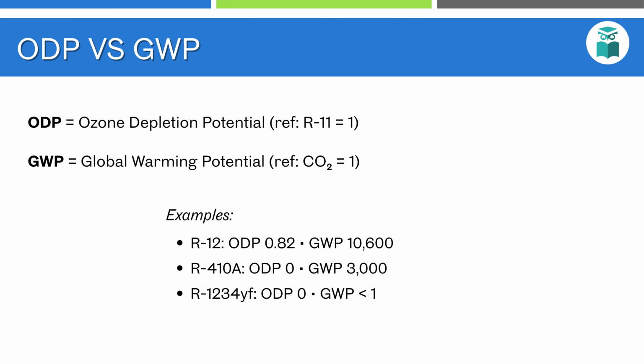Here are some examples. R12, a CFC, has an ODP of 0.82 and a GWP of 10,600. R410A, an HFC, has zero ODP but a GWP of about 3,000. R-1234YF, an HFO, has zero ODP and a GWP of less than 1.